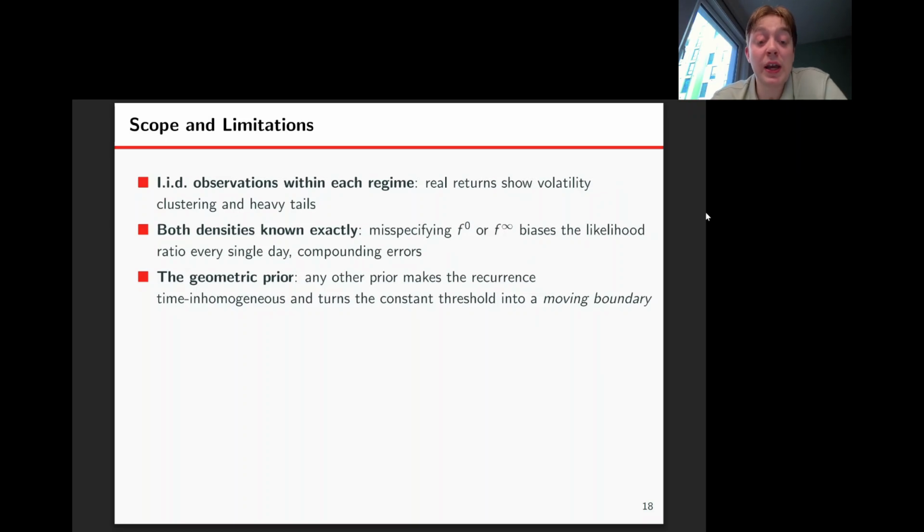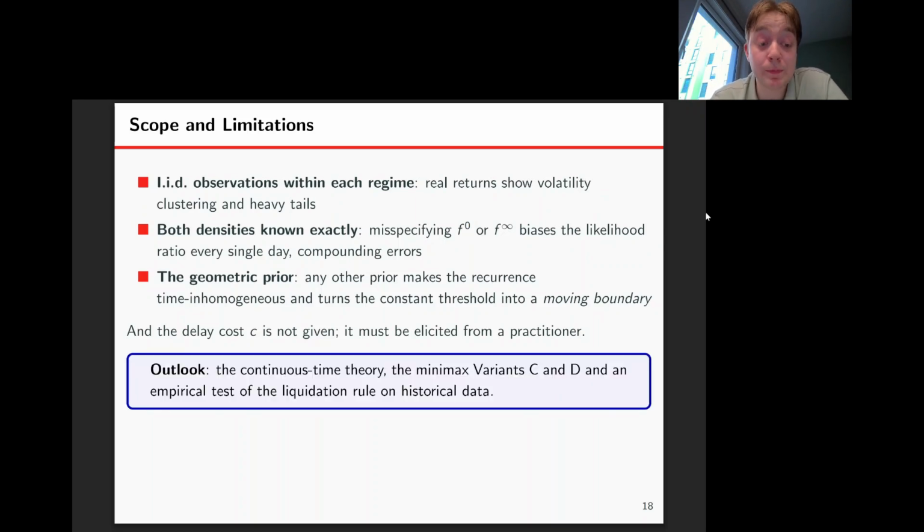The geometric prior that all of our theory is based upon may not be a good prior either, but the problem is that using any other prior makes the recurrence relationship that we talked about in the first section time inhomogeneous and turns the constant threshold pi star that we saw in the threshold theorem into a moving boundary. So this makes things a lot more complicated for us. We can also say that the delay cost C is not given, and it must be elicited from some sort of practitioner, and that value of C may depend on their use case or their capital or whatever have you.